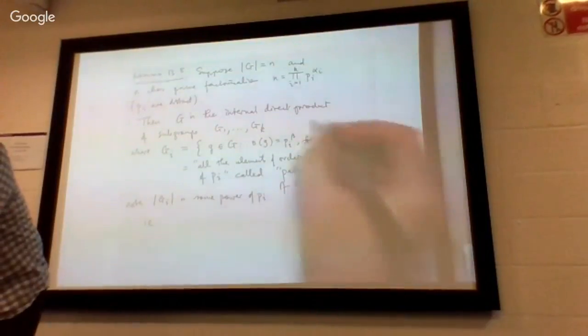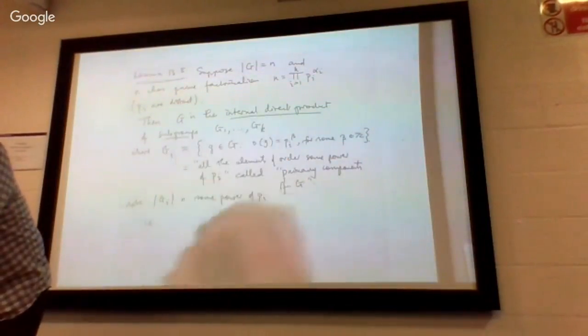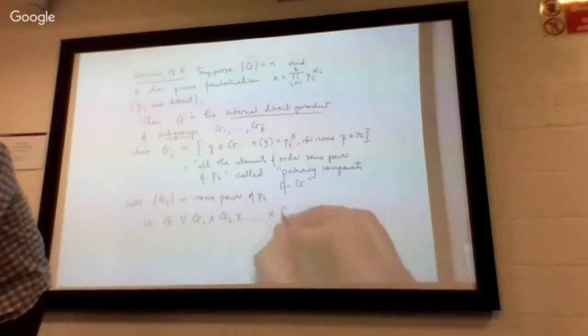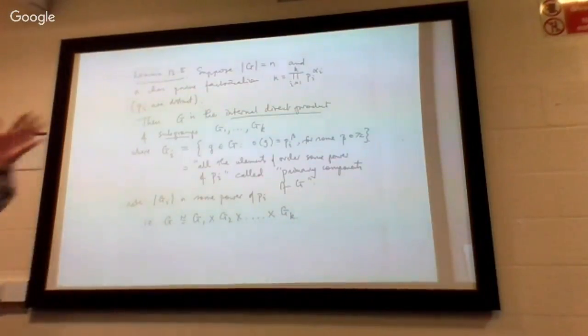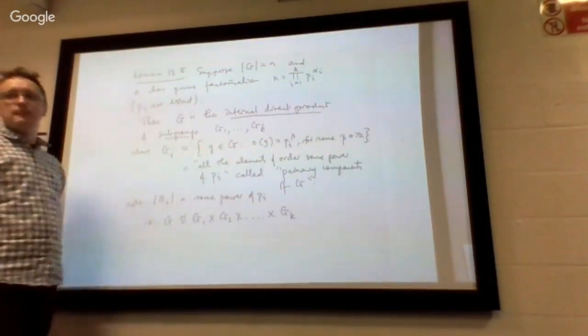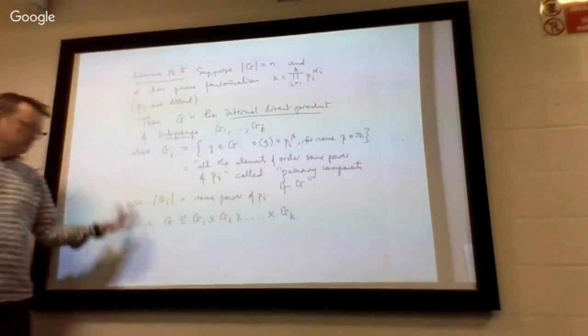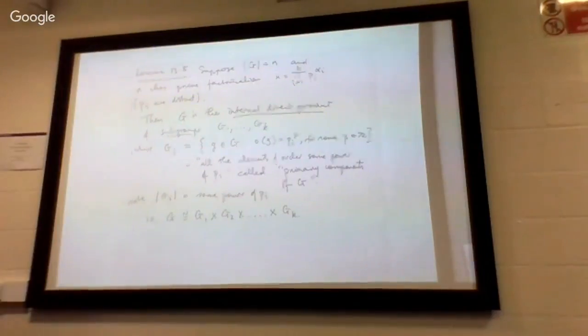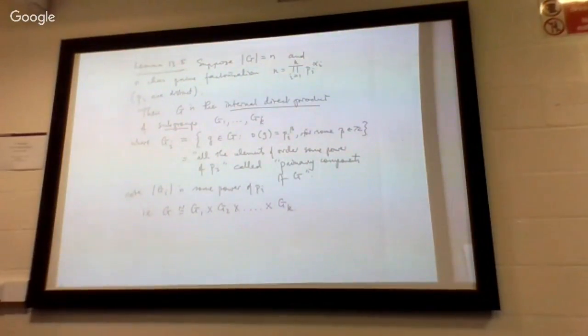So remember, this internal direct product means that G is isomorphic to the direct product of these. But they're not these different separate disconnected groups. They are all subgroups of G. So G will be isomorphic to the direct product. Now remember, to form an internal direct product, you have to do a couple of things. Where are the direct products? They're in the Theorems chapter.